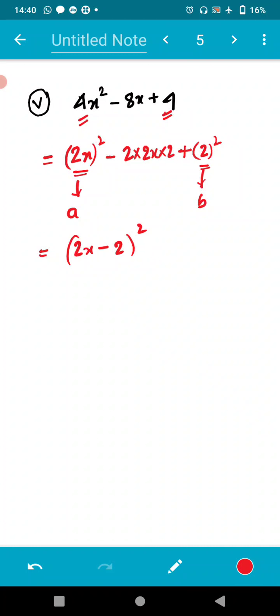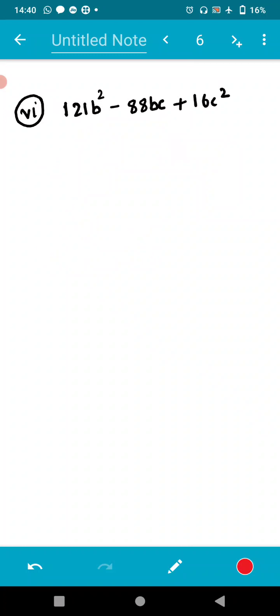Okay. So now let's do the last sum of today's session, that is sum number 6. So again we have a minus sign here, so we'll use the second identity. Now let's see the first term and the last term. So 121. Which number do you multiply two times to get 121? It is 11. 11 11s are 121. And then b, and then give whole square. So this whole thing we will consider as a.